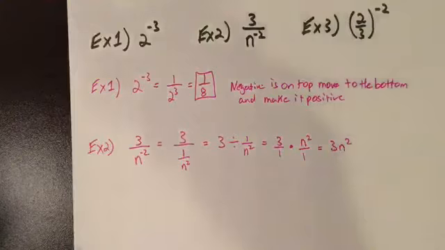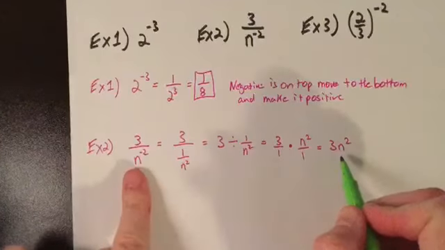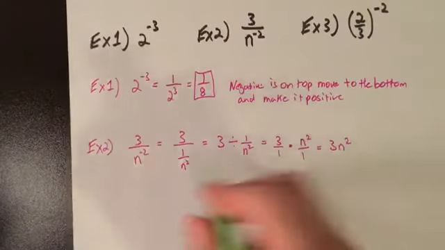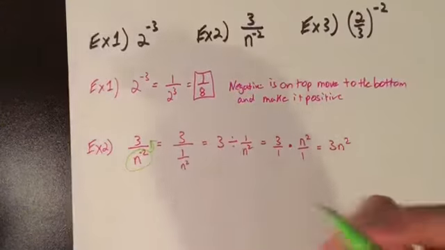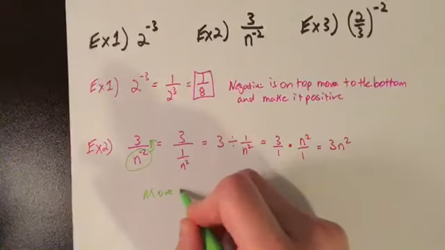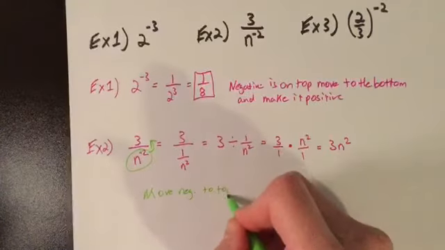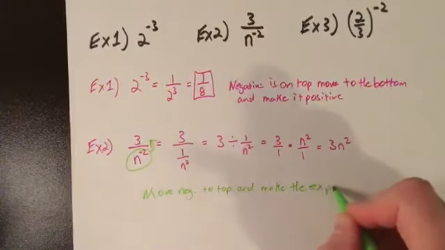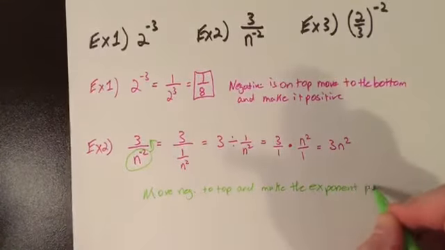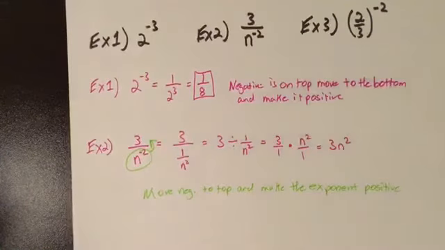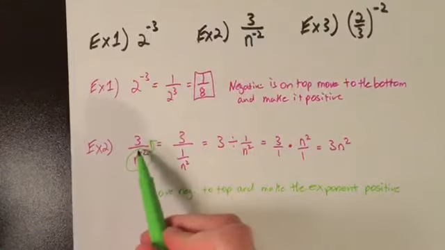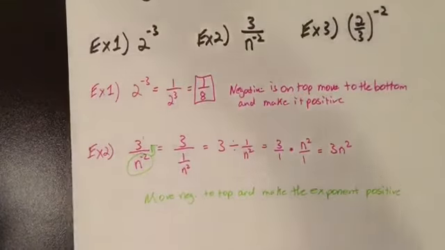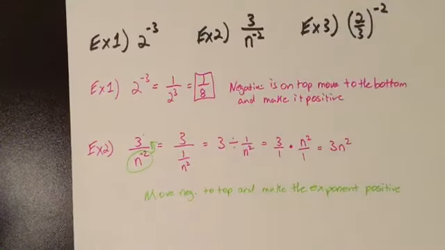So let's look for the shortcut in there. What did we do? Well, really what changed was we took our base with the negative exponent, moved it to the top, and made it positive. So that's our rule, right? We're going to move the negative to the top and make the exponent positive. So if we have a negative exponent in the denominator, we move it to the top and we make that exponent positive. Notice nothing happened to the 3 that has a positive exponent of 1. Whenever we don't see an exponent, it's that assumed exponent of 1.